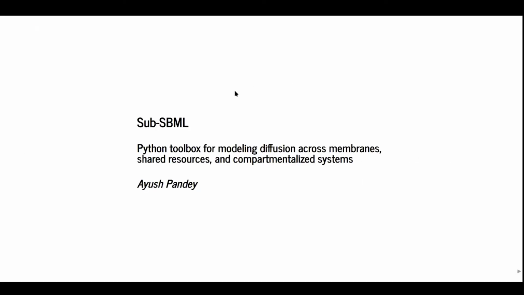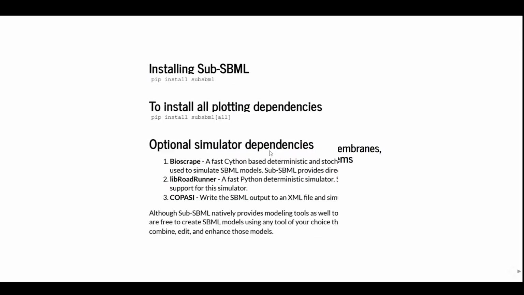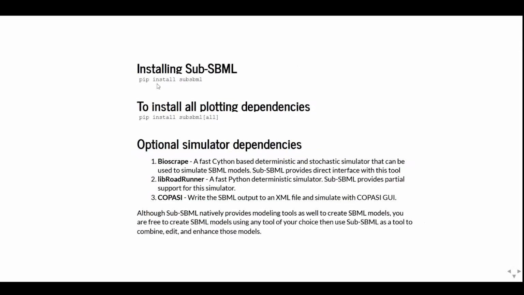In this Jupyter Notebook slides that you see here, we will talk about the Sub-SBML Python toolbox. It's a Python toolbox for modeling diffusion across membranes and compartmentalized systems. As I already mentioned, if you do not have the software already, you could just do pip install Sub-SBML, and that should get the software installed on your computer.